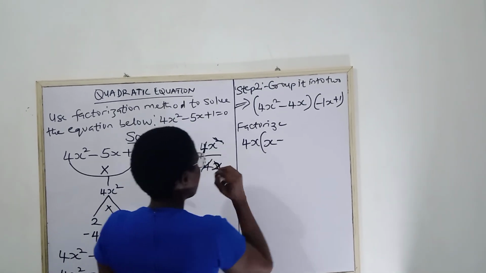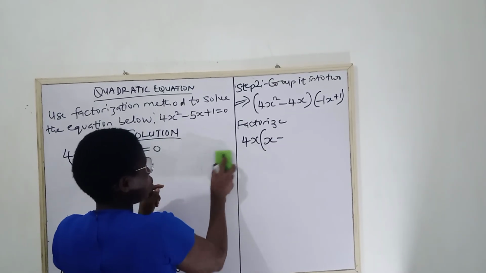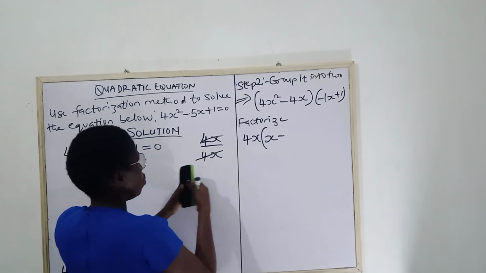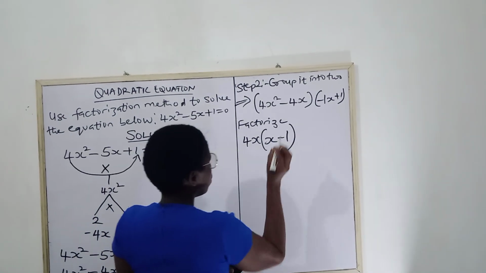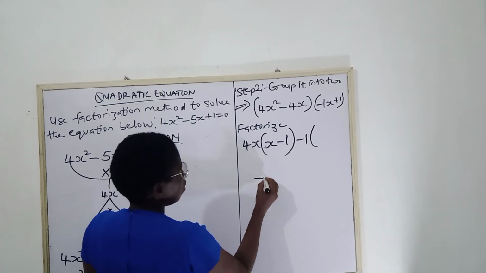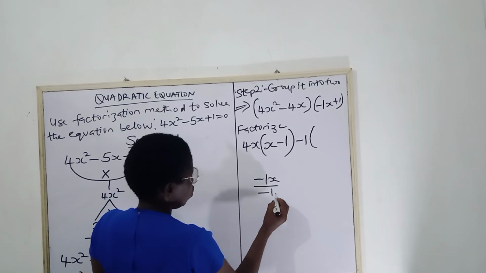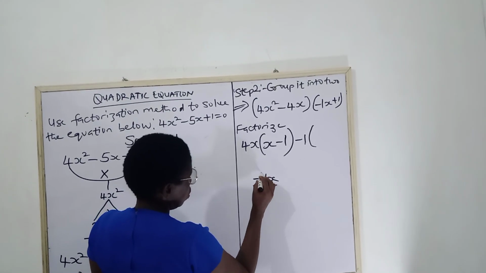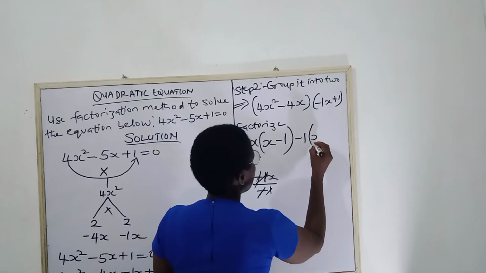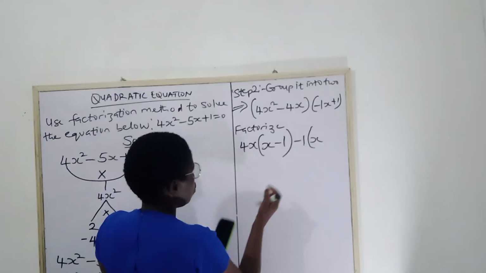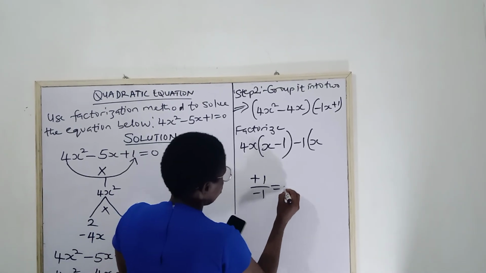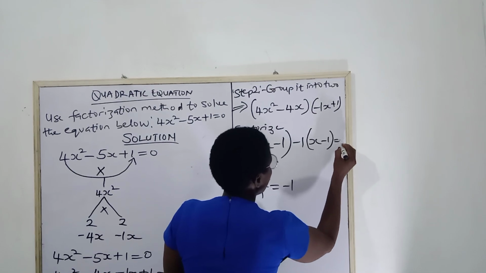Minus. Now, we want to divide this one with the other one too. 4x divided by 4x has cancelled. It will now give us minus 1. Now, what can go into these two? Minus 1, you bring it out. We are factorizing it. So we have minus 1x divided by minus 1, which gives x. Then plus 1 divided by minus 1 will give us minus 1. Minus 1 is equal to 0.